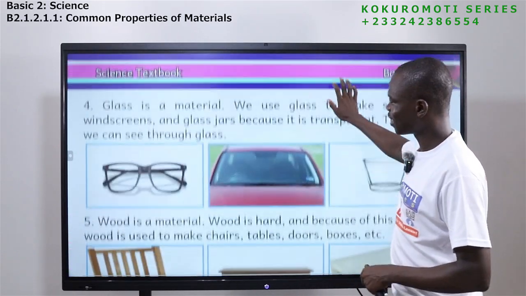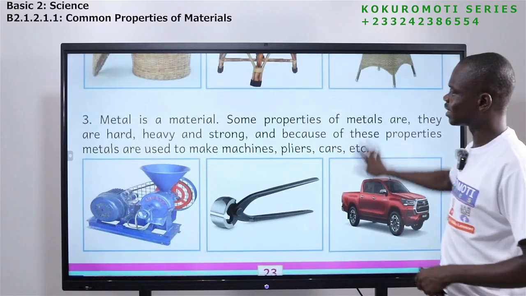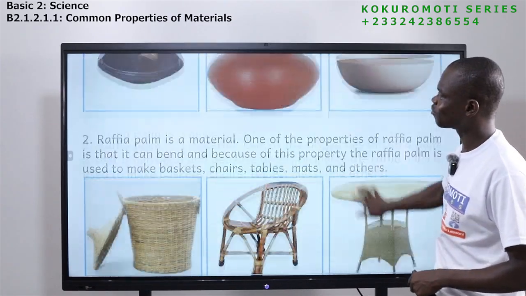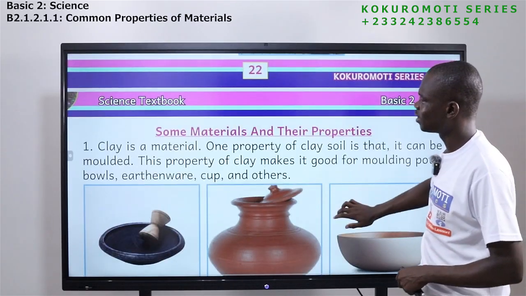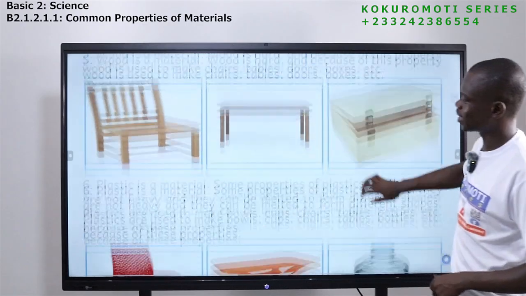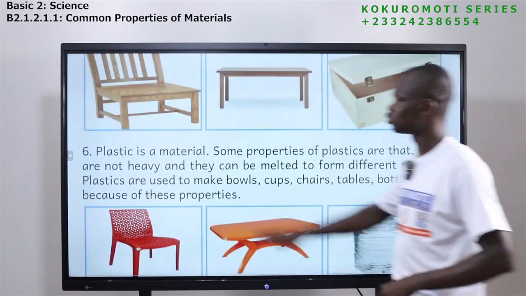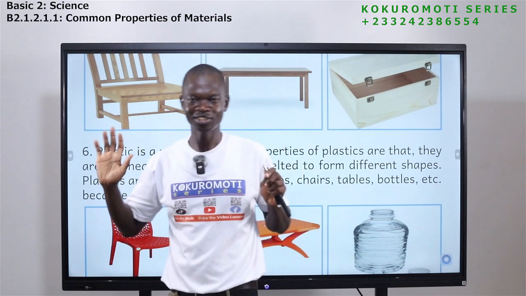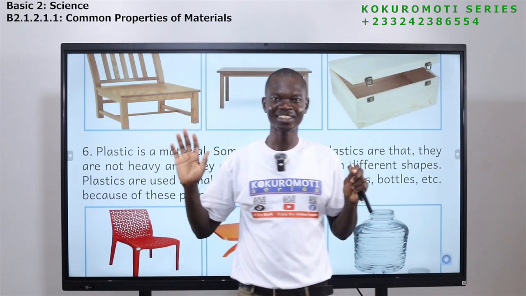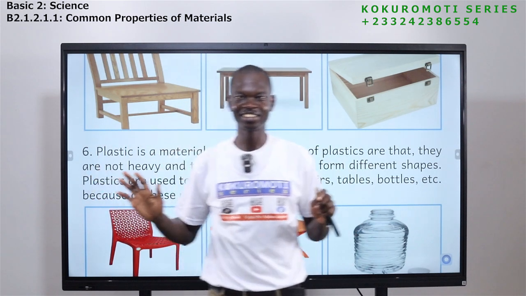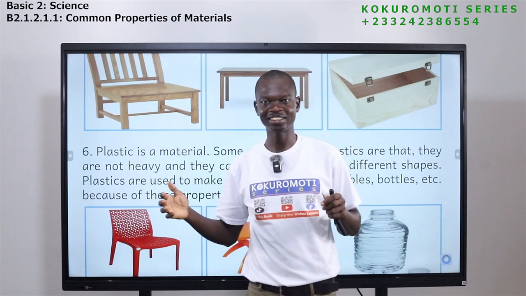Did you mention glass? Did you mention metal? Did you mention raffia palm? Did you mention clay? Soil? So yes, these are materials that we have learned today. And if you are able to give 6, then it means you are good to go. 6 materials. Shall we try once again?